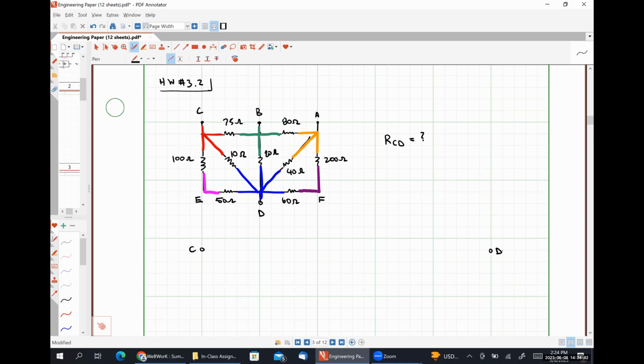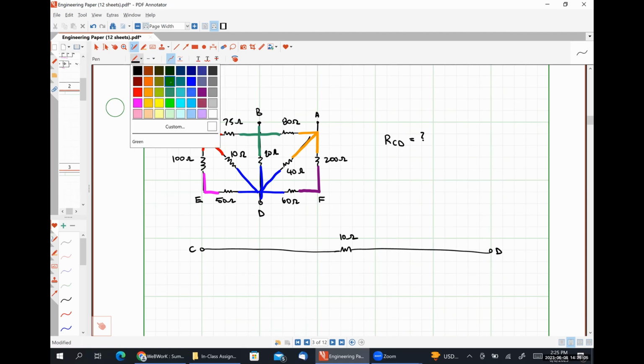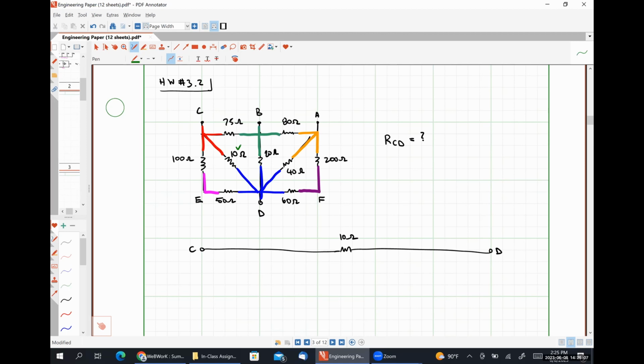I start with the simplest path first. Okay, so to me, the simplest path to go from C to D is to go through that 10 ohm resistor, because that's a straight path from C to D. So I'm just going to draw a line. I'm going to put my 10 ohm resistor here in the middle of the page. Then I'm going to make a little note here that I've already done this one.